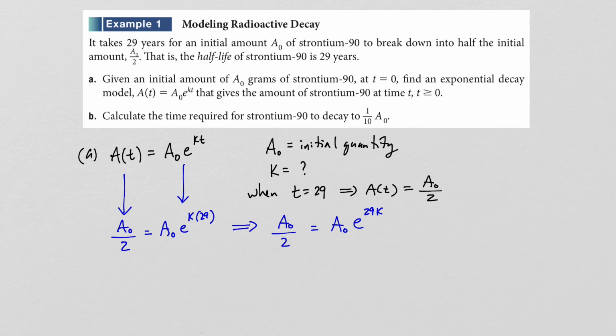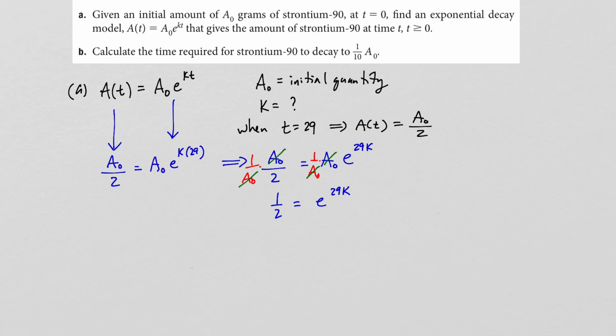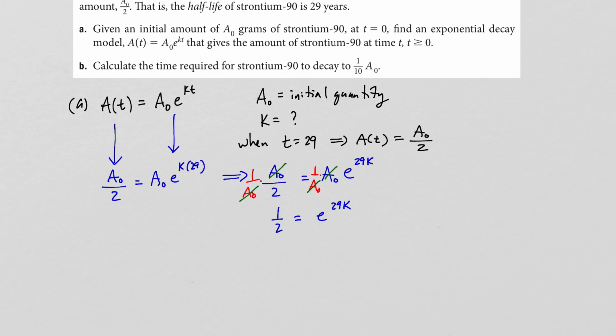Now what I can do on both sides here is multiply by 1 over A sub 0. And what this will do is cancel the A sub 0 on both sides. And that leaves us with 1 half is equal to e to the 29k. Now, to solve for k, I need to take the natural log of both sides.